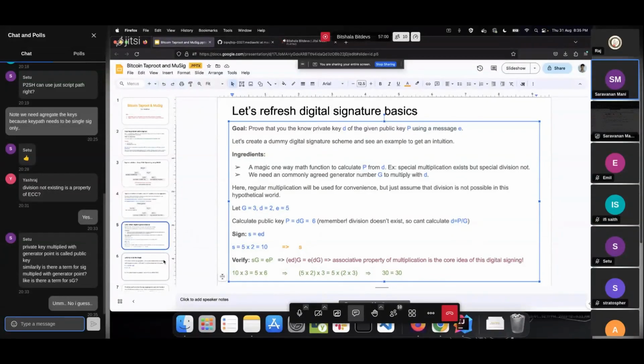Okay. So this is a basic, dummy digital signature scheme. Obviously it has a lot of holes. It will not work in the real world. So we need a better one. We'll look into it eventually.